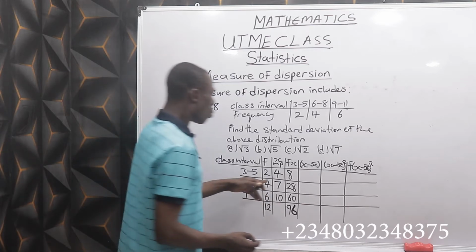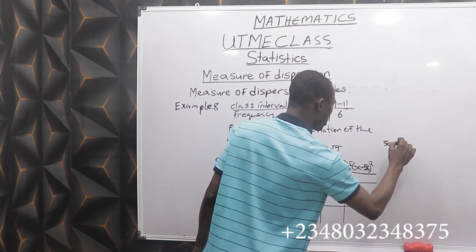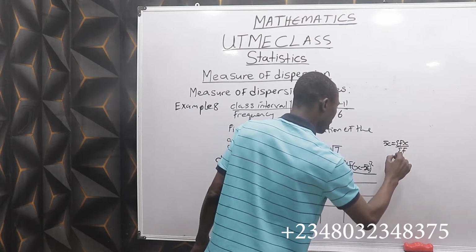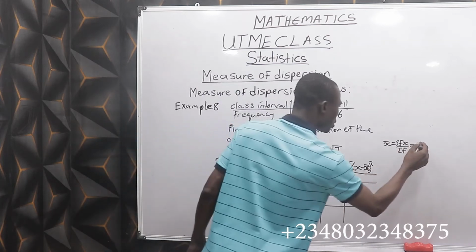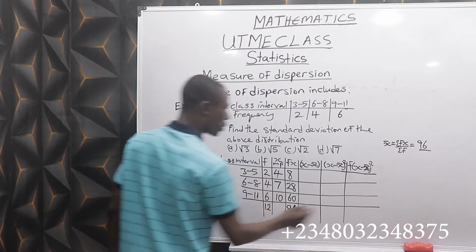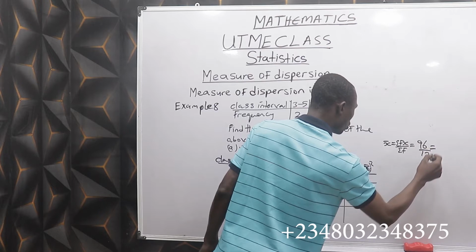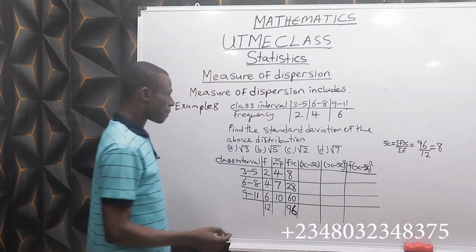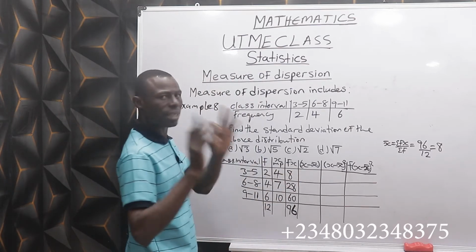Now, we need to find our mean. Mean, which is the calculated mean, is summation fx over summation f. Summation fx is 96. Summation f is 12. And the answer to that is 8. 96 divided by 12 is 8. So that means our calculated mean, the x bar, is 8.